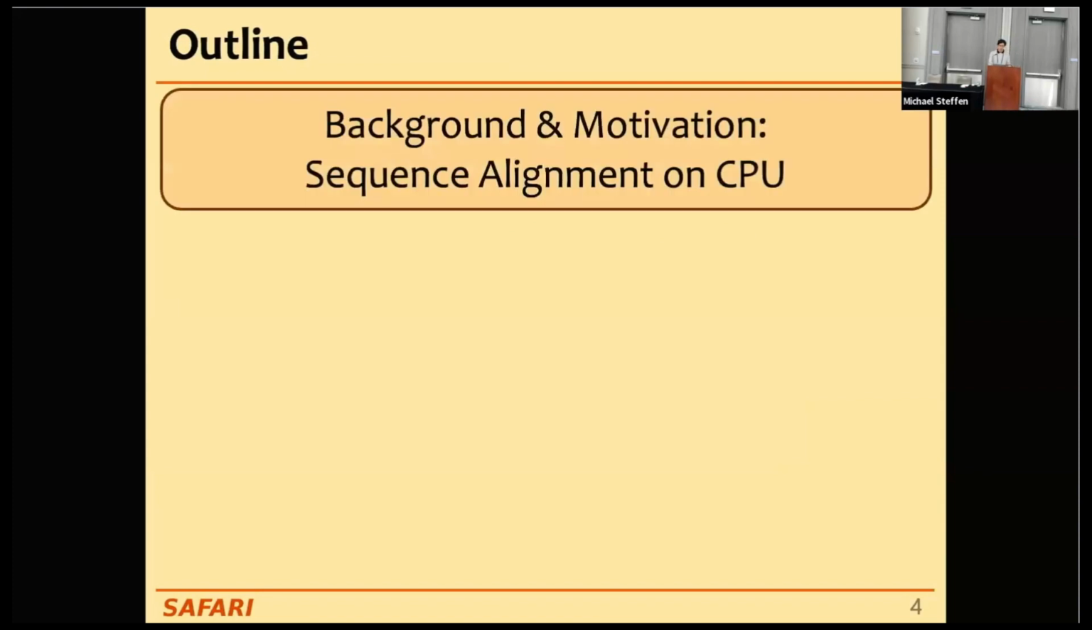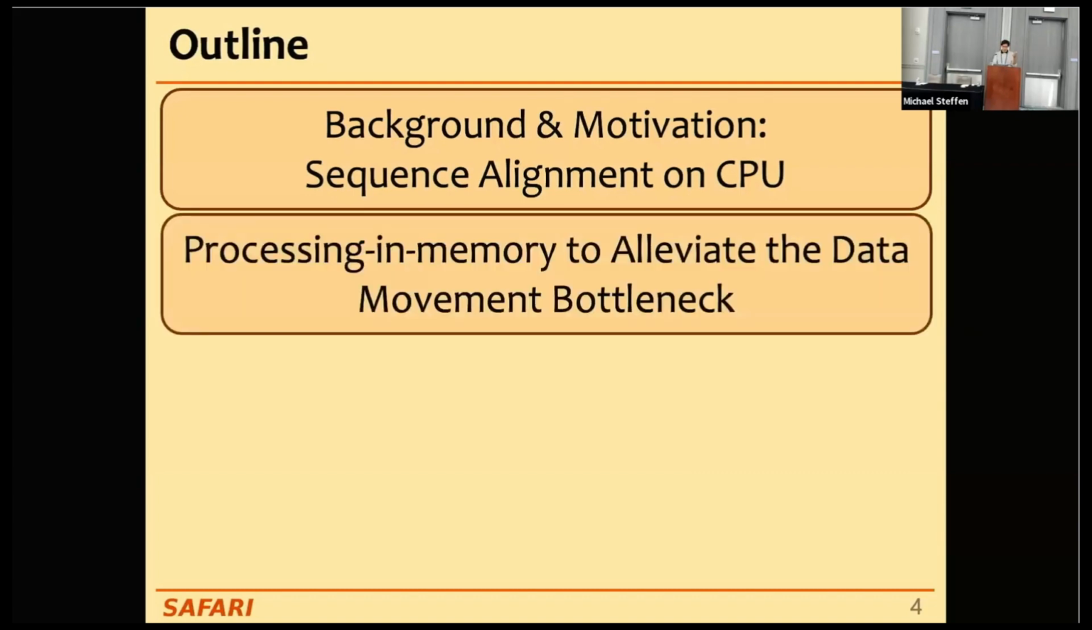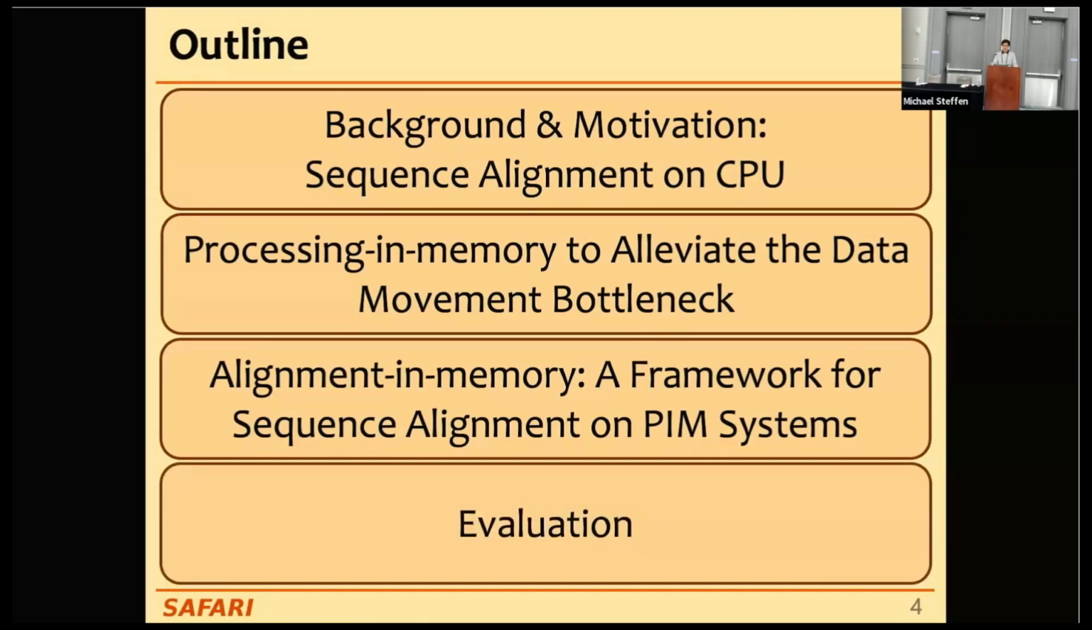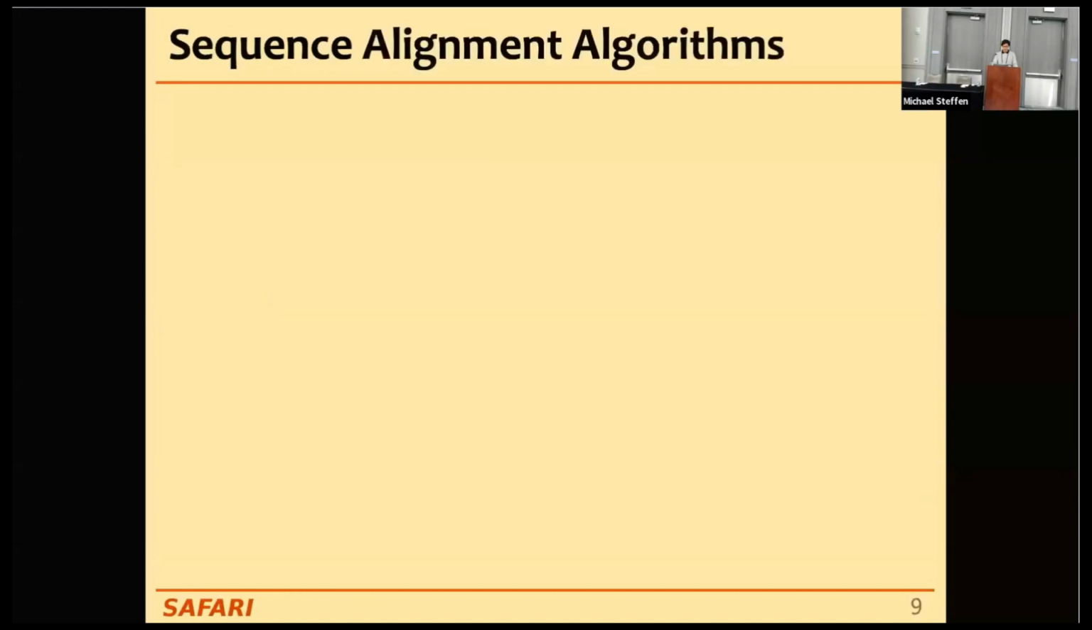This is an outline of this talk. First of all, I will start with a little background and motivation: why sequence alignment, also regarding sequence alignment on CPU, and then I will talk about processing in memory as a way to alleviate the data movement bottleneck. Next, I will present AIM, the framework for sequence alignment on PIM systems, and finally the evaluation. So let's start with the background and motivation.